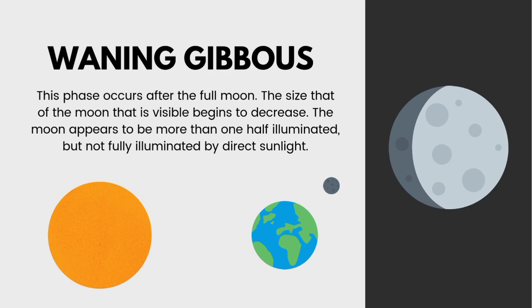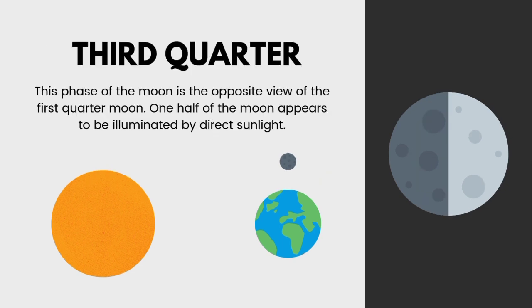Waning gibbous, then third quarter. Third quarter. This phase of the moon is the opposite view of the first quarter moon. One half of the moon appears to be illuminated by direct sunlight.